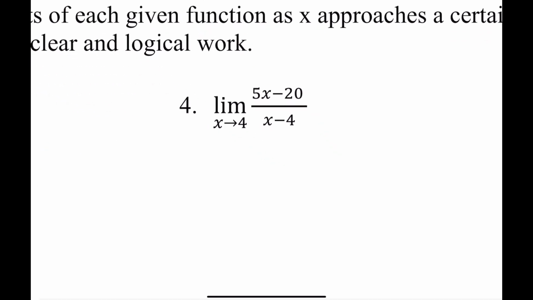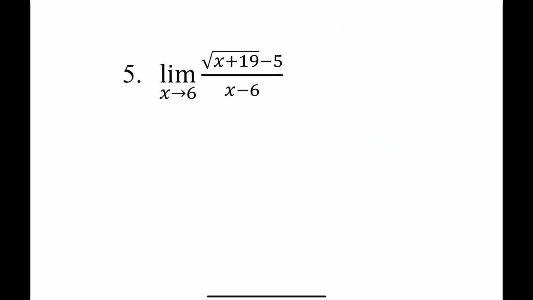Number 4. Limit as x approaches 4 of 5x minus 20 all over x minus 4. Okay, plug in 4 again, we get 0 over 0, right? So again, we're going to try to factor this out. So limit as x approaches 4 of 5 times x minus 4 all over x minus 4. We get limit as x approaches 4 of 5. So we just get 5, right? Okay, this is our limit.